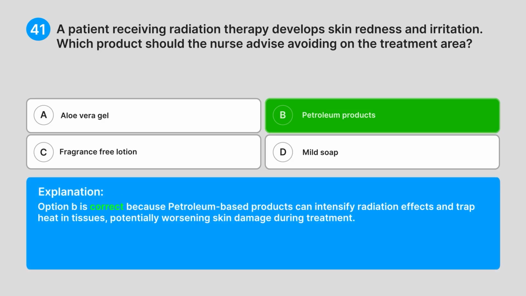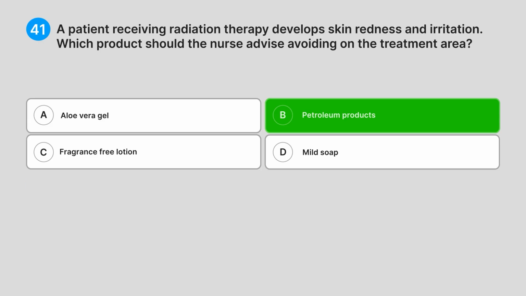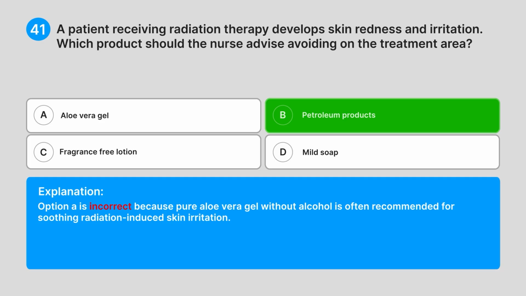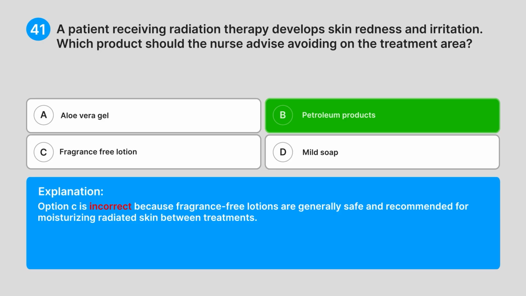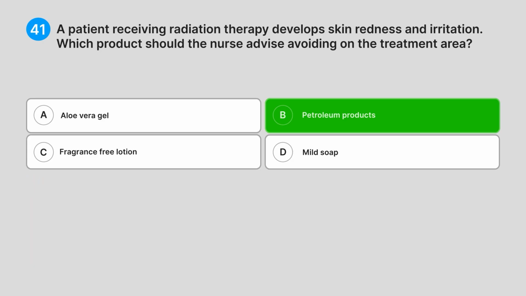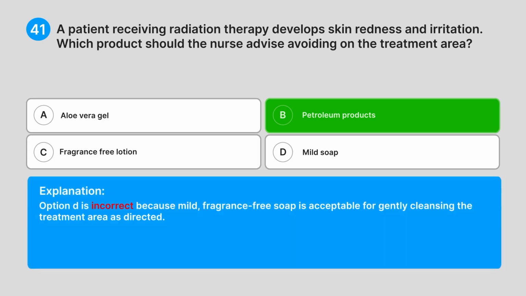Explanation: option B is correct because petroleum-based products can intensify radiation effects and trap heat in tissues, potentially worsening skin damage during treatment. Option A is incorrect because pure aloe vera gel without alcohol is often recommended for soothing radiation-induced skin irritation. Option C is incorrect because fragrance-free lotions are generally safe and recommended for moisturizing radiated skin between treatments. Option D is incorrect because mild, fragrance-free soap is acceptable for gently cleansing the treatment area as directed.